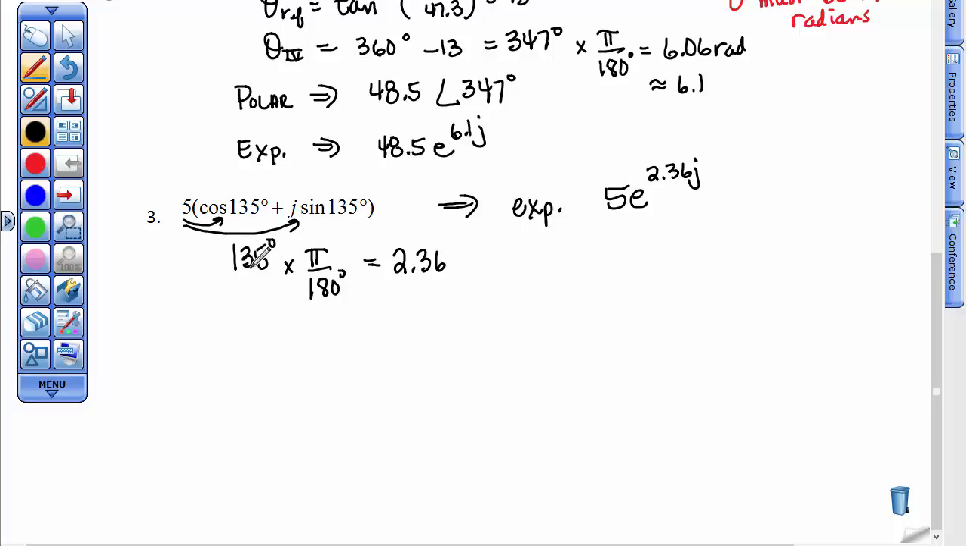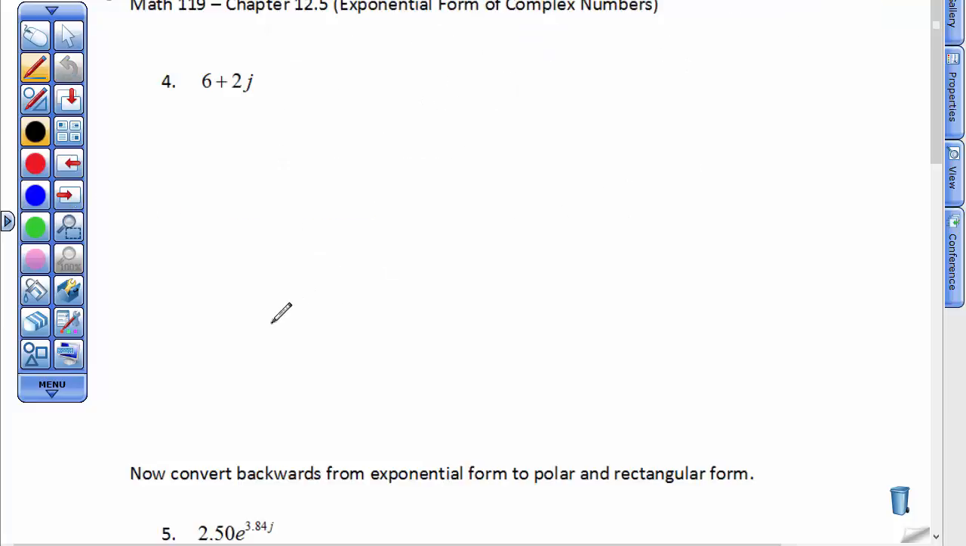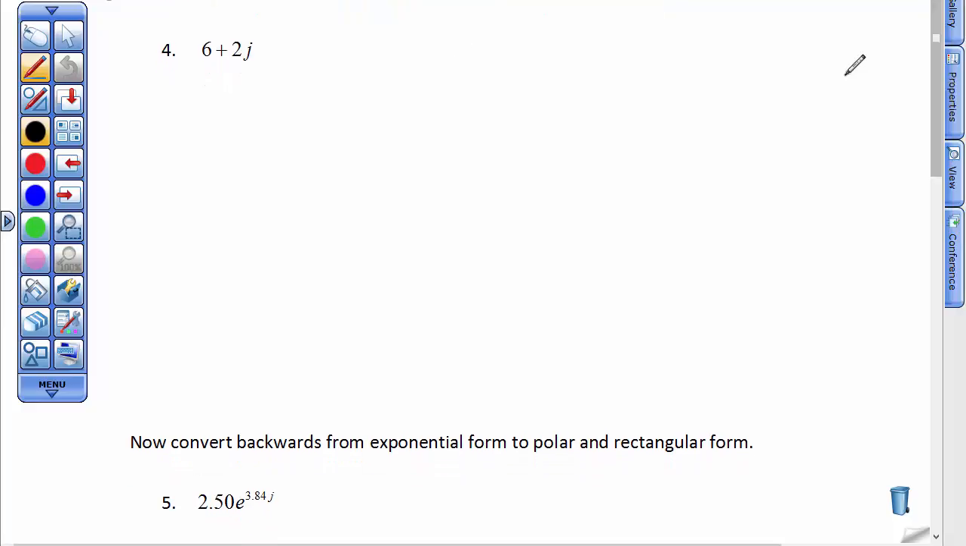There's never going to be a reason or a need to put your calculator in anything but the degree mode in this chapter, even though we're working in radians, because I'm just converting from degrees to radians this way. So I don't need to mess with that. Go ahead and do this problem, if you would, please, on your own. Use the Pythagorean theorem and inverse tangent to get this into polar form, and then take your angle and convert it into radians. Once you've done that, check with me and see how you did.